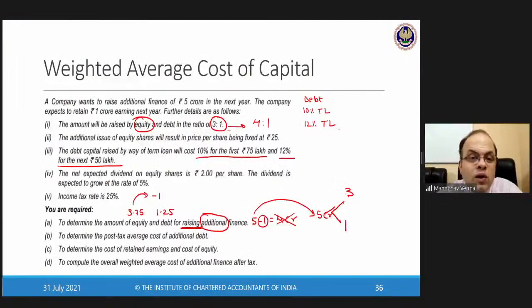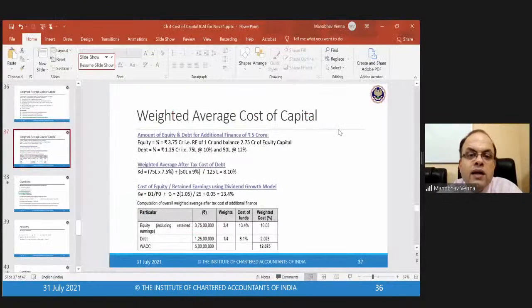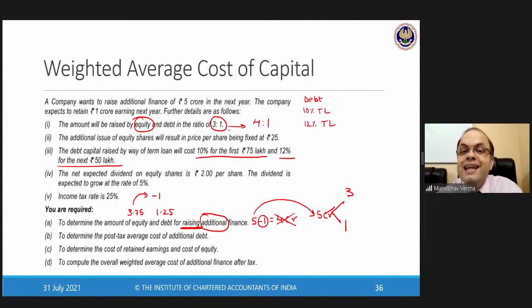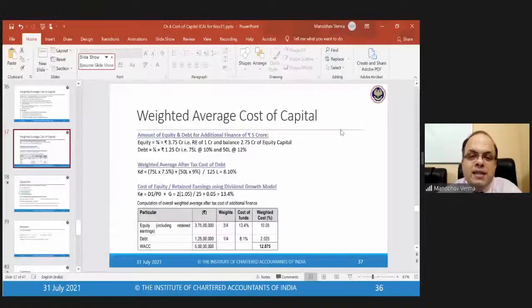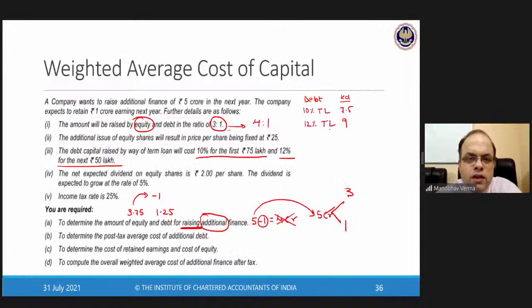So can we calculate what would be my cost with respect to each one? 10% less 25%, so my Kd will be 7.5% here and 9% here. So 12 minus 25%. Will it be 9, guys, or something else? Just double check. Yeah, 12 minus 25% will be 9%, right? So what will be my weighted average, or rather post-tax average cost of additional debt?